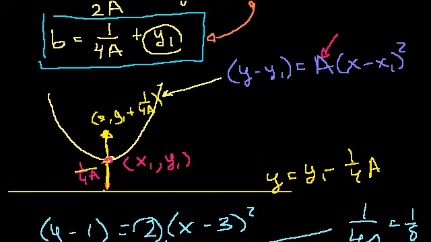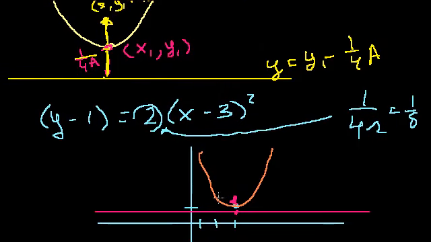And the whole point of doing all of this is just to realize that it's pretty easy to find the focus and the directrix of a parabola if you have its equation in this form. You just take whatever is multiplying the x minus whatever squared term, and you essentially divide 1 by 4 times this value, and then you know the distance from the vertex to the focus, and you know the distance from the vertex to the directrix, and you're all done. See you in the next video.